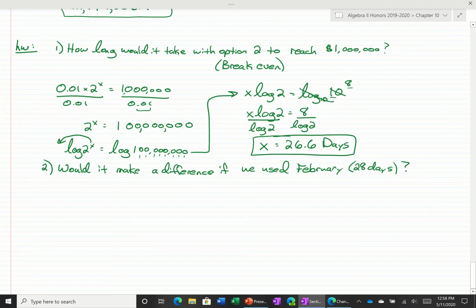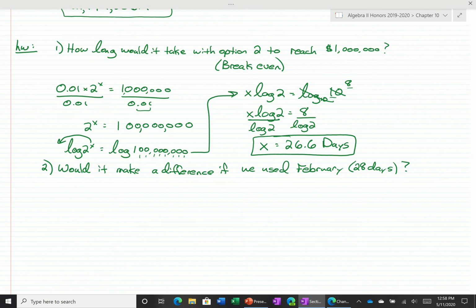All right, so that's like if we start on the first day, February 1st, after February 26th is over, so 26 complete days, we're on February 27th. 0.6 of that day is over, so maybe it's like 2 o'clock in the afternoon. So February 1st through February 27th, maybe around 2 o'clock, you would hit $1 million.